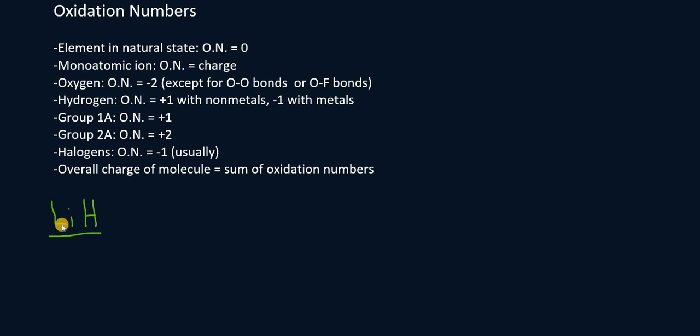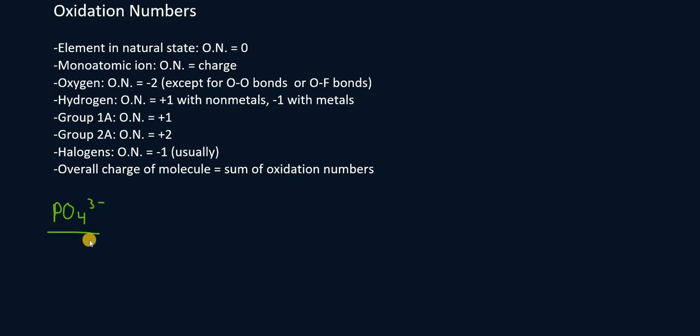So how about for this guy right here? So this guy is going to be one of our exceptions, and that's the reason I wanted to point it out. Lithium hydride. So lithium is a metal, and we've got hydrogen bonded to a metal. So the lithium is in group 1A, so we know it's going to be +1, group 1 metal. And hydrogen in this case is bonded to a metal, so the hydrogen is going to be -1 for the oxidation number. So that's a good example of one of your exceptions to your rules.